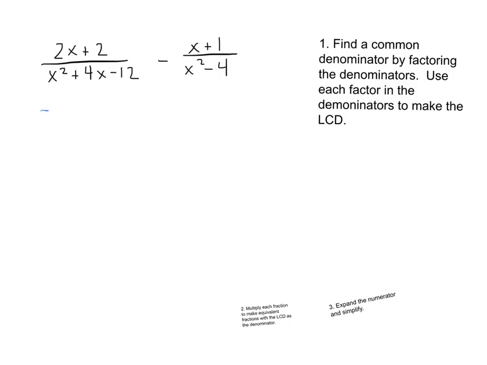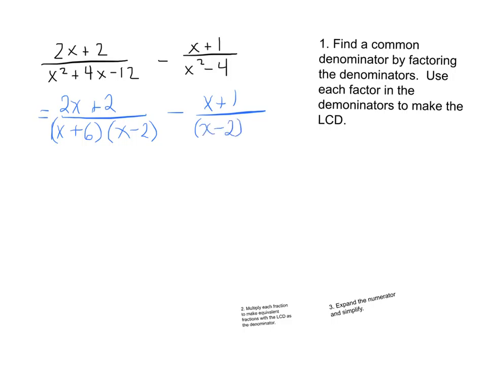We'll make this 2x plus 2 over, this is going to factor to x plus 6 times x minus 2 for that denominator. The other one, so it's minus x plus 1 over. What does this x squared minus 4 factor to? X minus 2 and x plus 2, because it's a difference of squares, right?